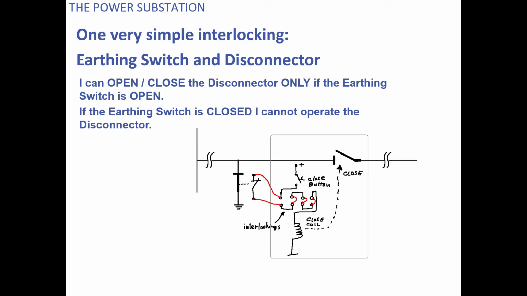Here I am using the example. Suppose this is your isolator and you want to operate this isolator. To operate means you want to either open or close this isolator. If you want to open or close this isolator, the only condition is that this earth switch must be in the open condition. So only if your earth switch, or this earth link, is in open condition can you operate this isolator or disconnector.